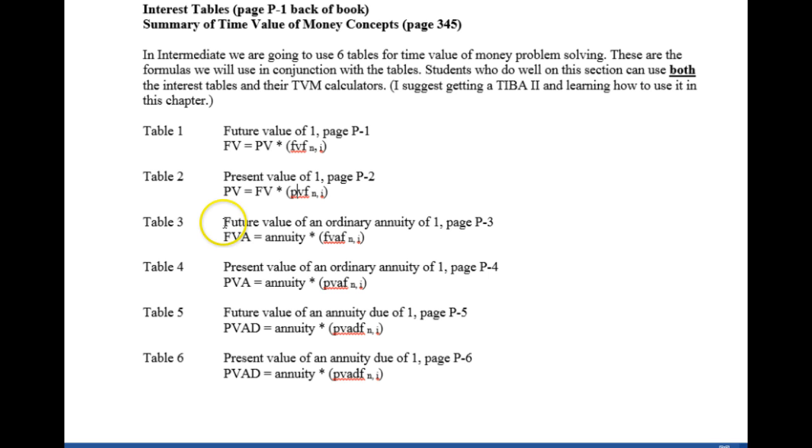For future value of annuities, you'll go to table 3. For present value of annuities, you'll go to table 4. For future value of an annuity due, table 5. And present value of an annuity due, table 6. I completely understand that you probably don't know what all of that means, but by the time we're through with this chapter, you sure as heck will.